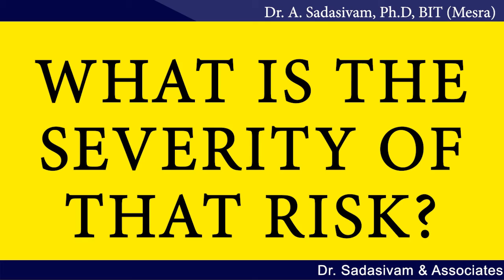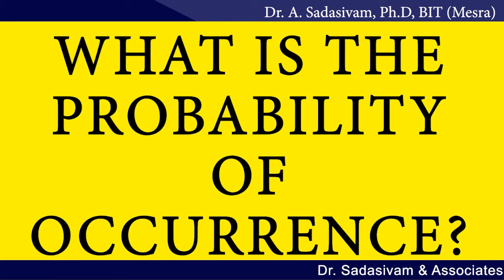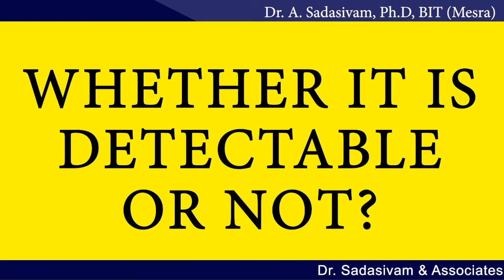Remember, we talked about risk priority number before the start of this session, where we discussed that it's a product of severity. What is the severity of that risk? And then what is the probability of occurrence? And then whether it is detectable or not detectable. For example, if there is an issue, is it easily identified?